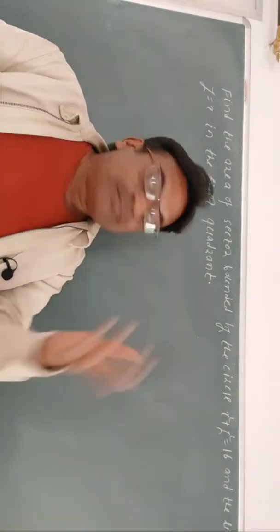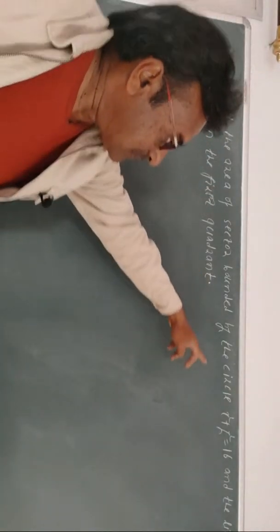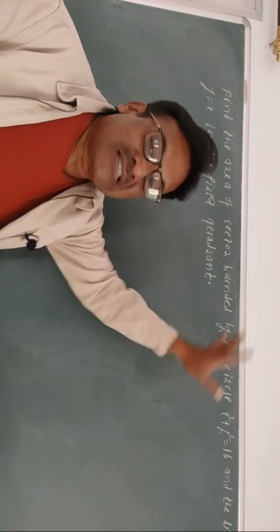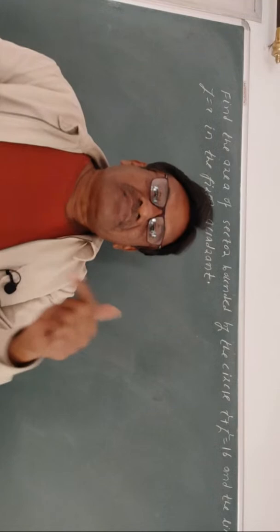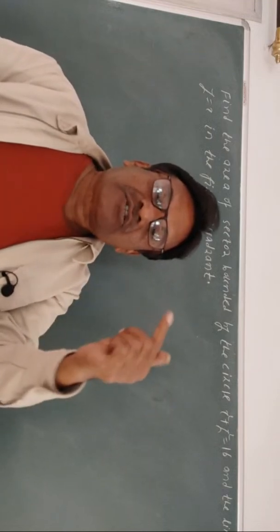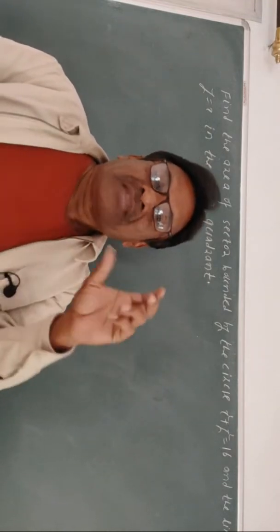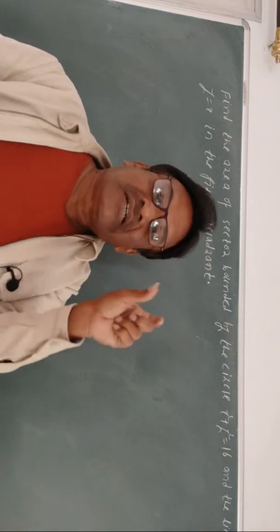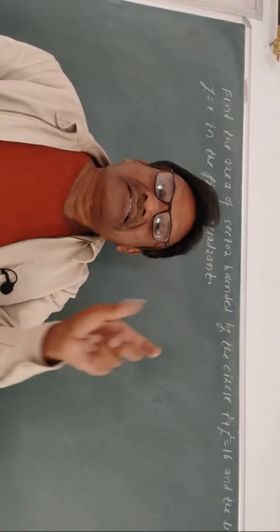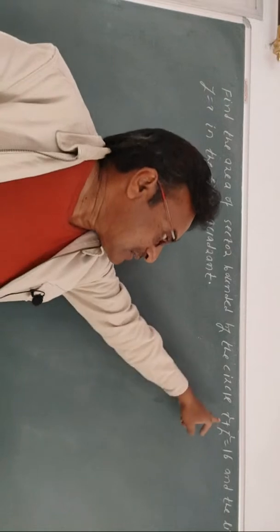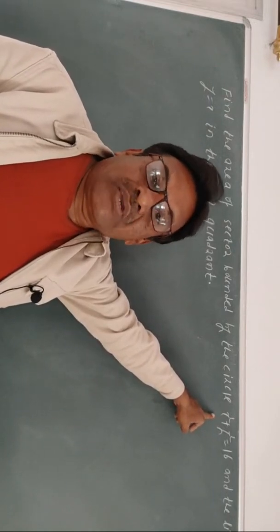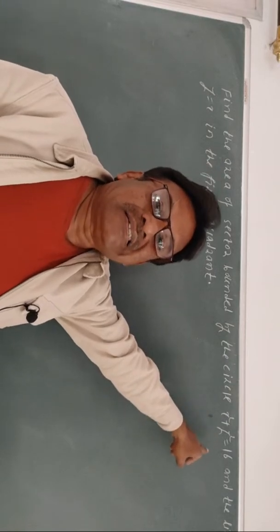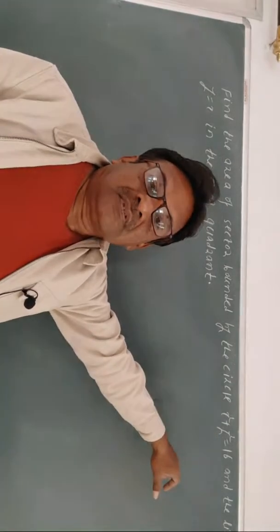The equation of one of the curves is x square plus y square equals 16, and we know that this equation is of the type x square plus y square equals a square, which is the standard equation of the circle with center at origin and radius a. Similarly here, this is the equation of the circle with center at origin and radius 4.